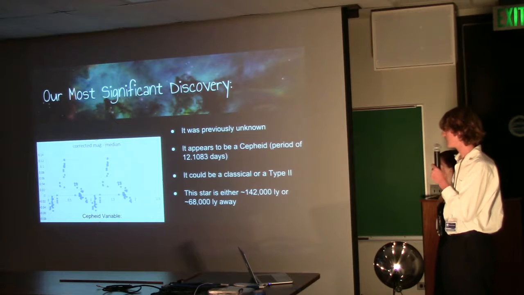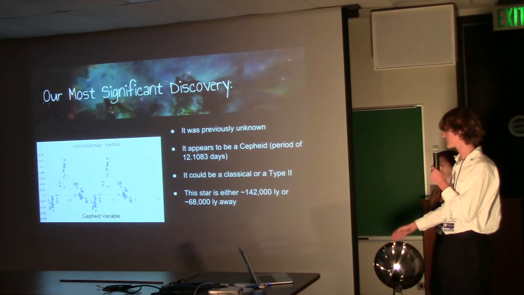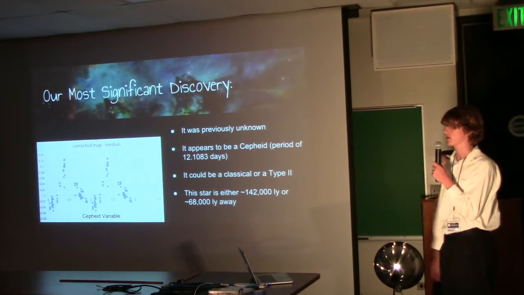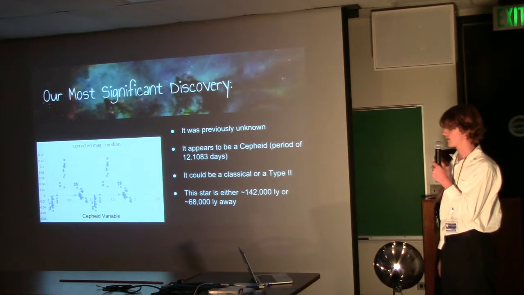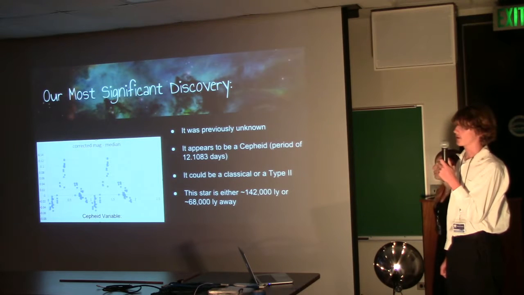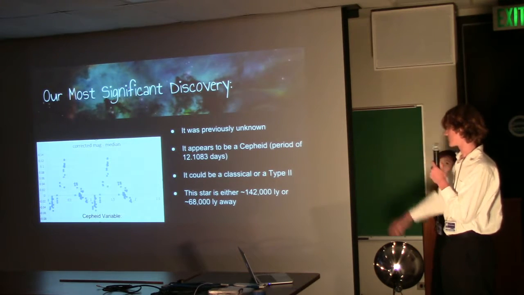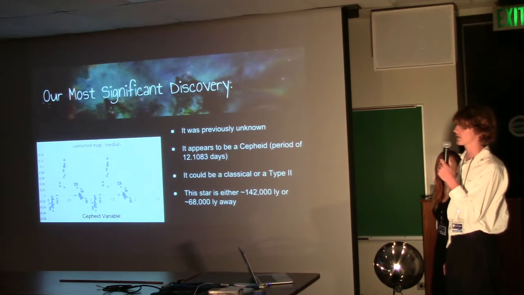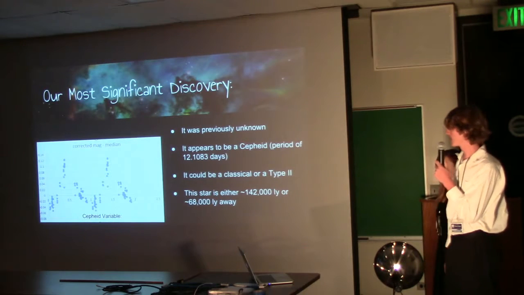We think that it might be either 142,000 light years or 68,000 light years away, depending on whether it is a classical or a type 2 Cepheid variable. A type 2 is cooler, while a classical is brighter. Because our math depends on the brightness of the star to find its distance, we have two distances. And the interesting thing about these distances is that our galaxy is only 100,000 light years across. So this means that this star is outside of our galaxy.